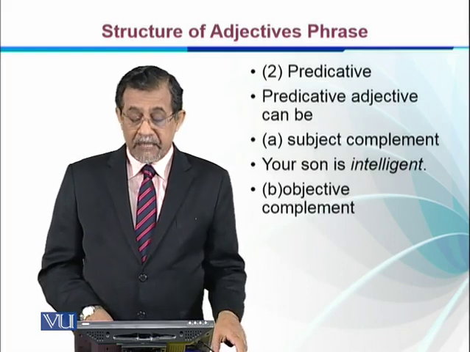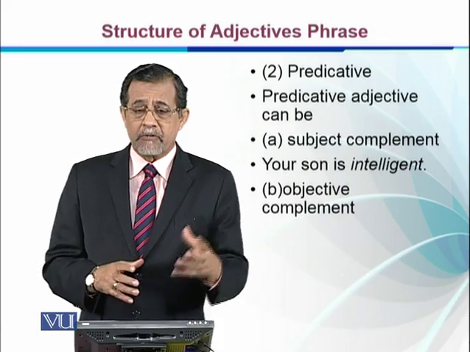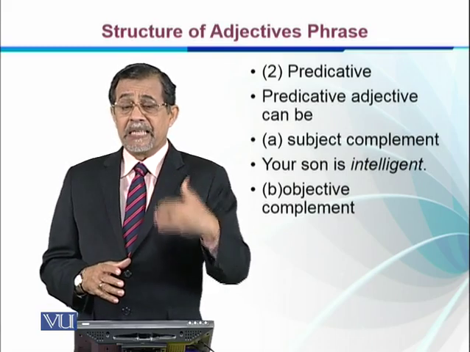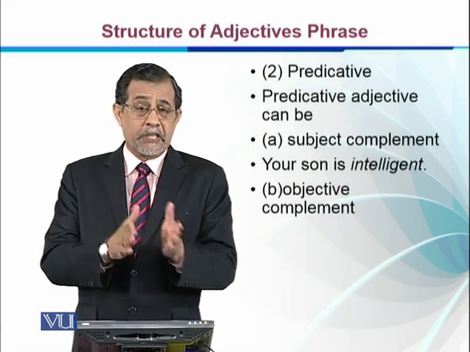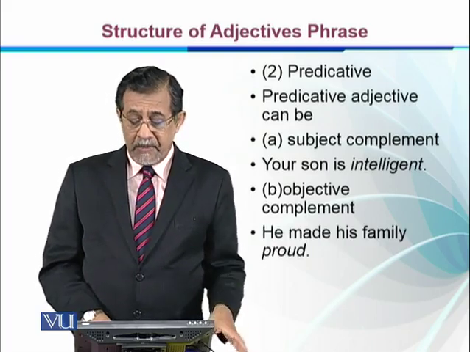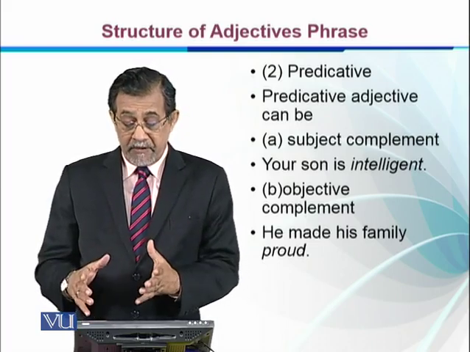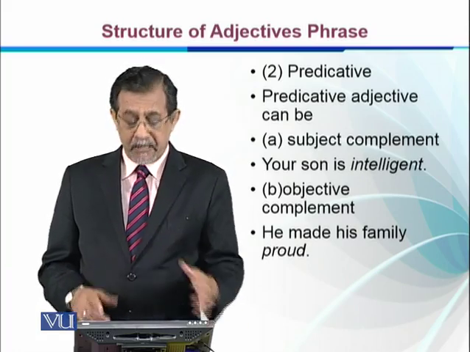Another is objective complement, which we talked about. There is a class of verbs which take, beside the direct object, an objective complement which describes the object, which is a noun. So, he made his family happy, proud. So his family is the object, and proud describes family. So this is objective complement.